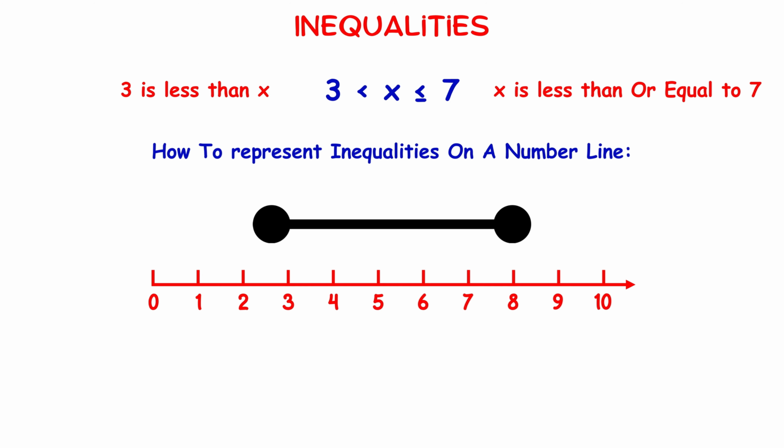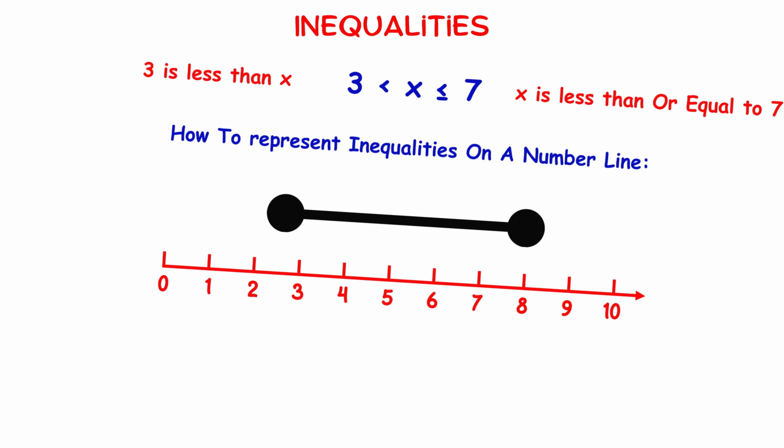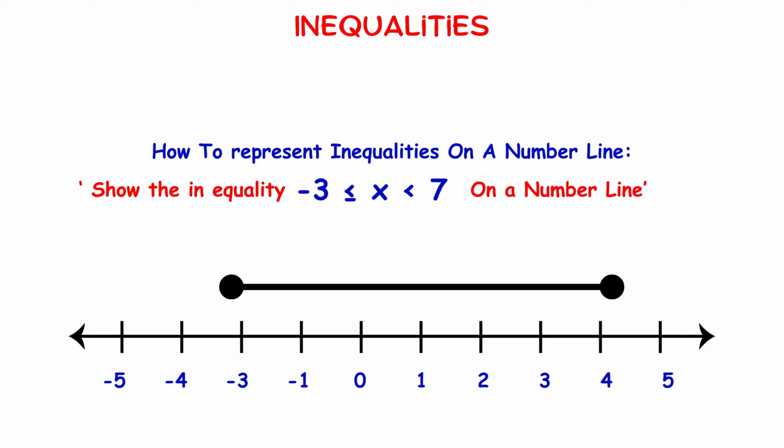Let's have a go at one more. So for this question, we need to show the inequality -3 is less than or equal to x, which is less than 4 on a number line. So if we draw a number line from -5 to +5, then we can put little circles above the -3 and the 4 and join them up with a line.